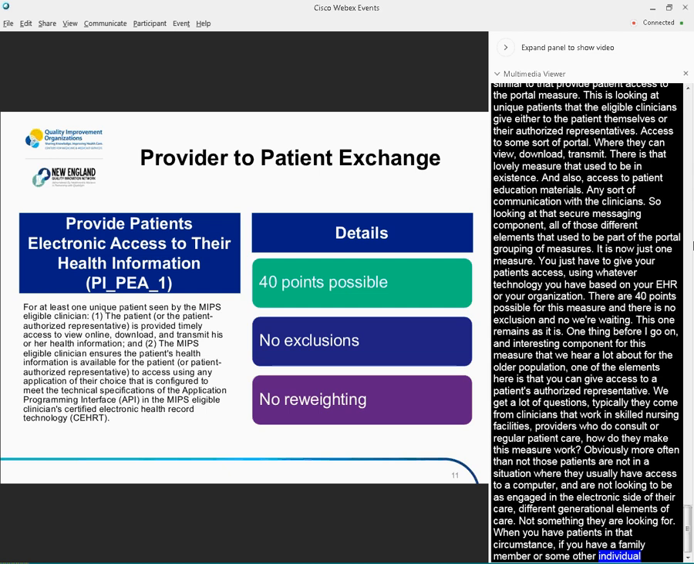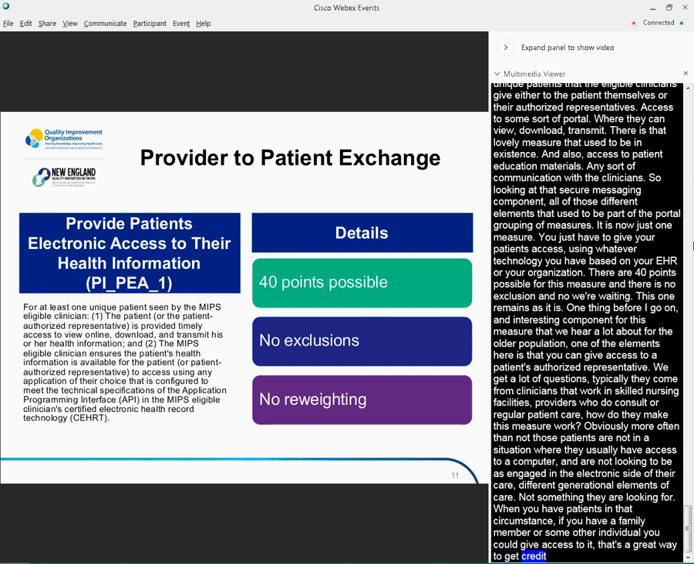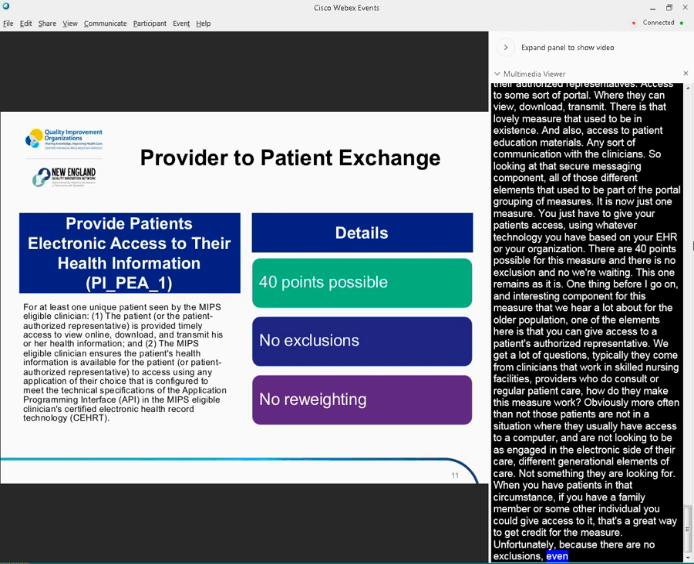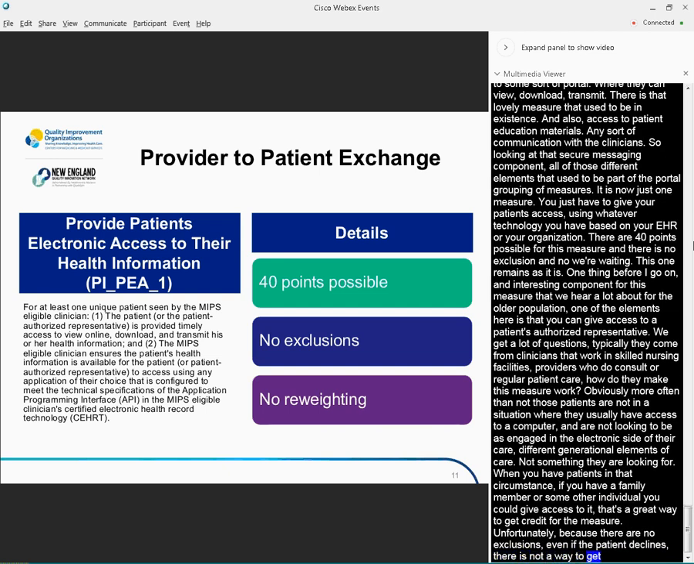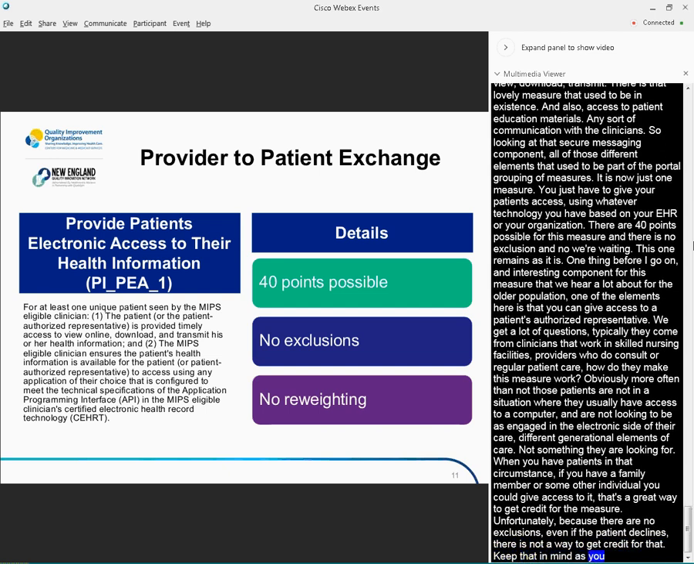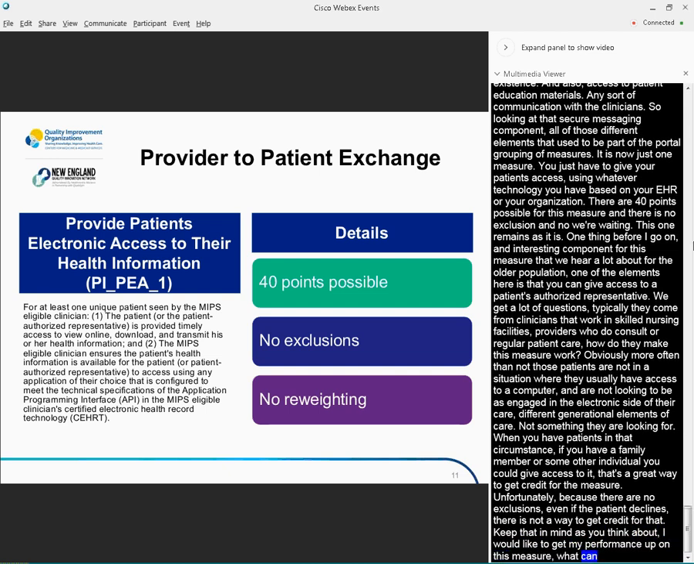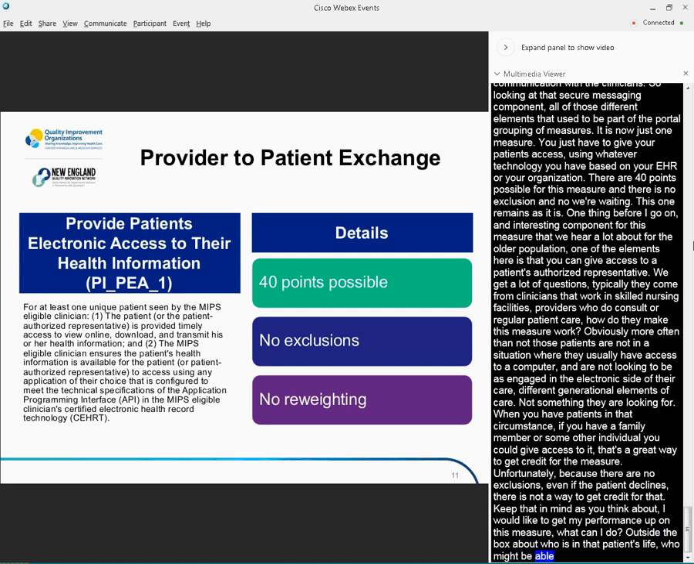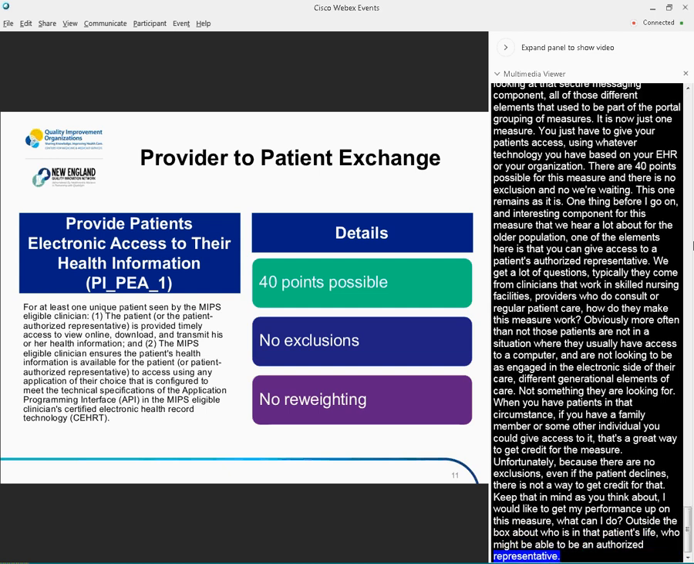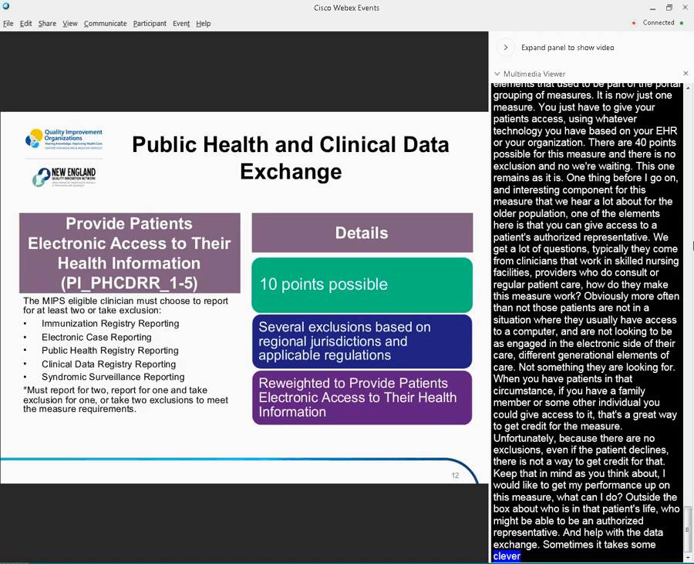Unfortunately, because there are no exclusions, even if the patient declines, there's not a way to get credit for that. So just keep that in mind as you start thinking, okay, I'd really like to get my performance up on this measure. What can I do? Think outside the box about who is in that patient's life, who might be able to be an authorized representative and help with the data exchange. Sometimes it takes some really clever out-of-the-box thinking to get that one taken care of.